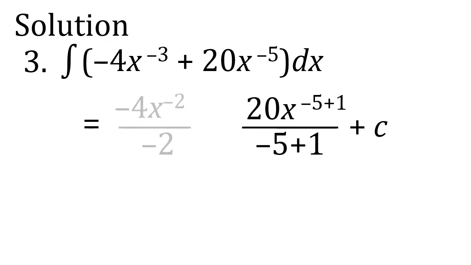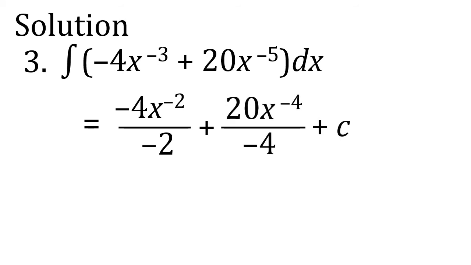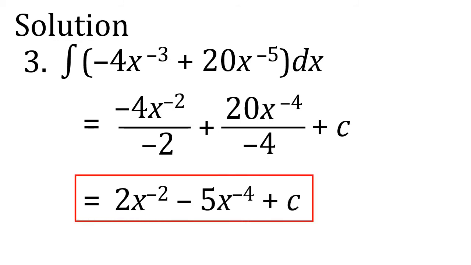This will be equal to negative 4x to the negative 2 over negative 2 plus, we can actually simplify this. This will become positive 20x to the negative 4 over negative 4 plus c. This will become 2x to the negative 2 minus 5x to the negative 4 plus c. This will be our answer. Did you get the same answer?